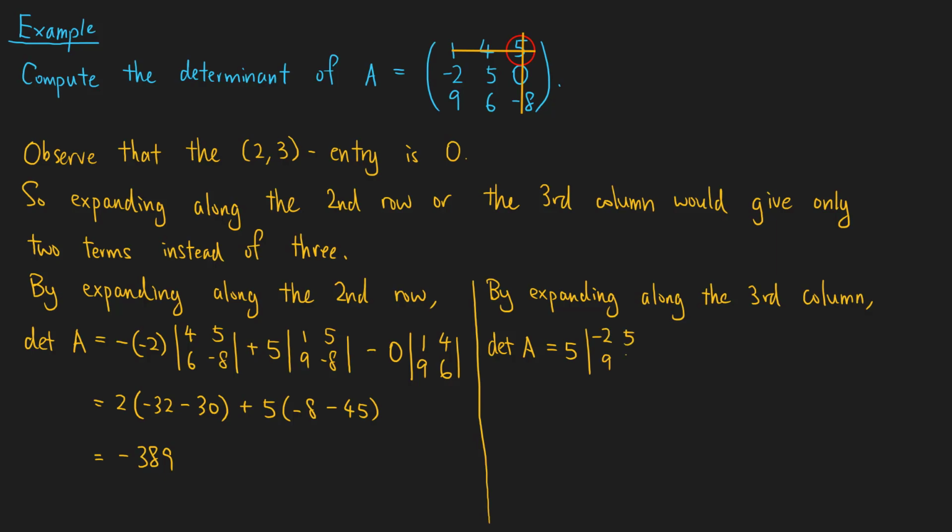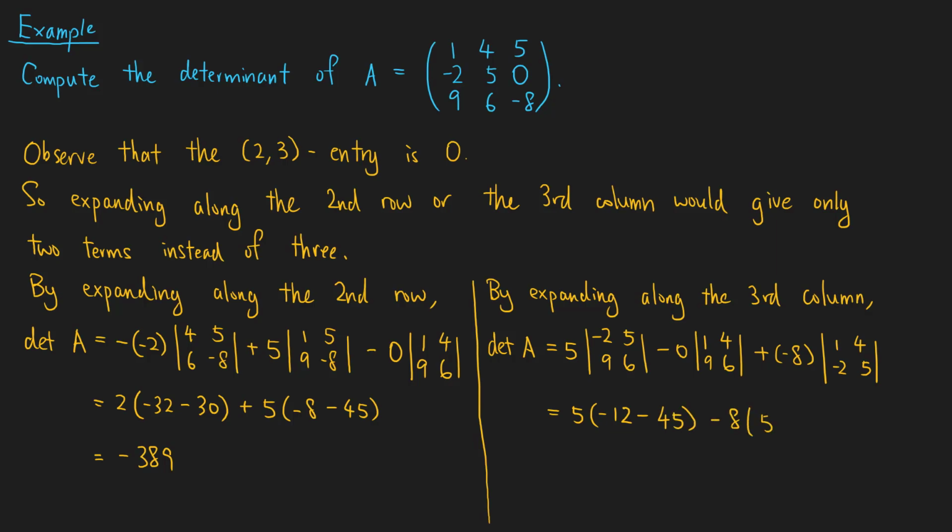If we expand along the third column, the determinant is 5 times the determinant of -2, 5, 9, and 6, minus 0 times the determinant 1, 4, 9, 6, plus -8 times the determinant of 1, 4, -2, and 5. So this time the second term vanishes. We have 5 times bracket -12 minus 45 minus 8 times 5 plus 8. So we get -389 again. So the answers are indeed the same.